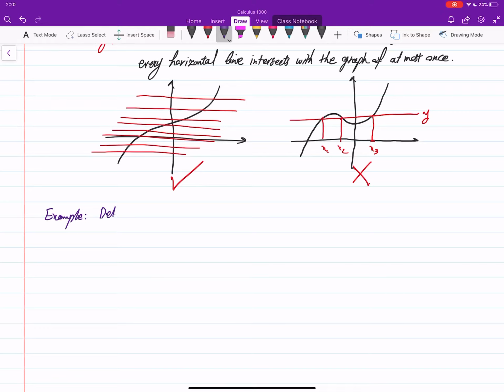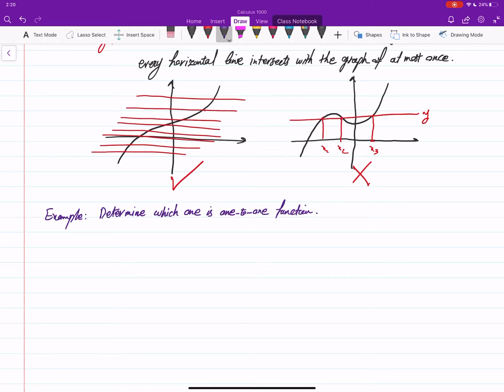Determine which one is a one-to-one function. Use both tests if you like. Well, any way you can use.